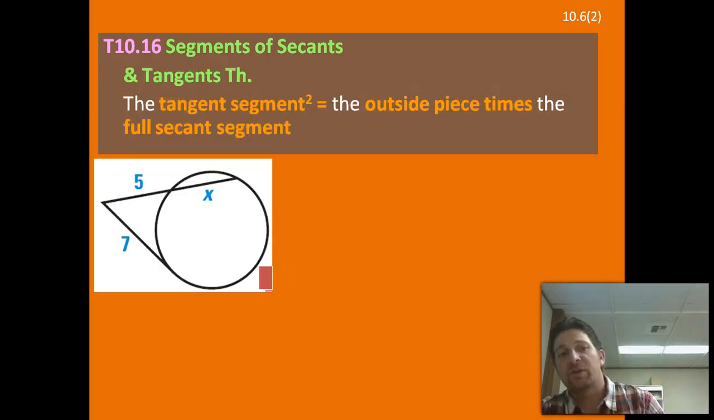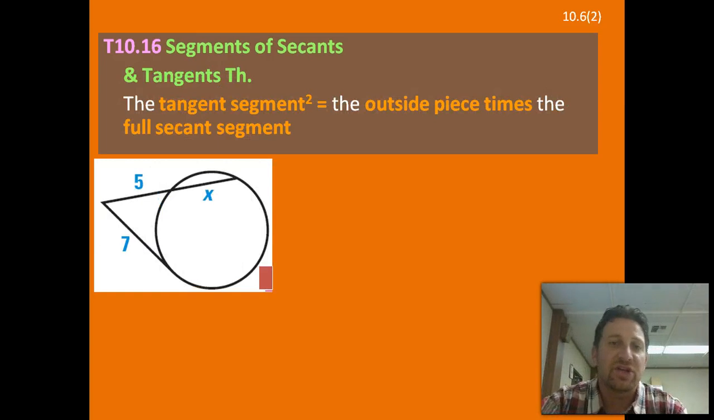Now, Theorem 10.16, segments of secants and tangents theorem. So now you're going to have a possibility here where you have a secant like the one on the top part of this diagram, and then a tangent like the one on the bottom there. Okay, so it's part tangent, part secant. So the formula is you take the tangent and you square it, and then you set it equal to the external segment times the whole full segment, times the full secant. So just like on the previous, except now it's part tangent and part secant.